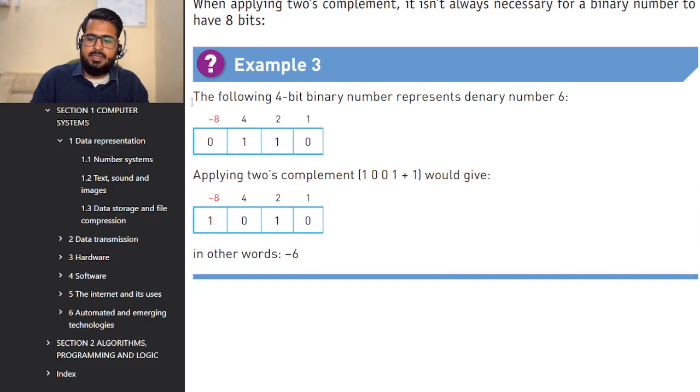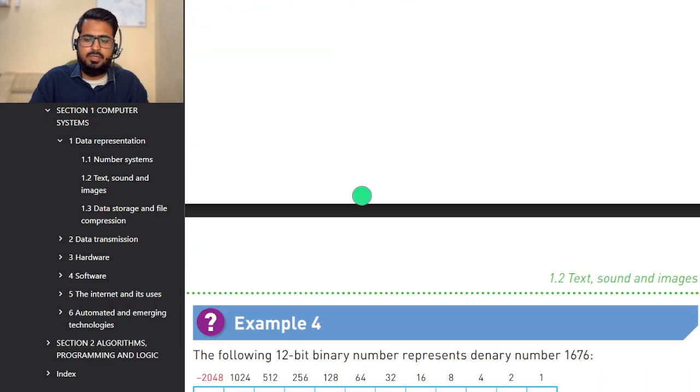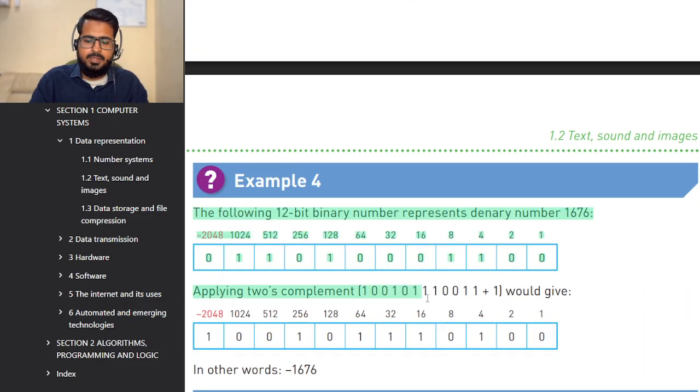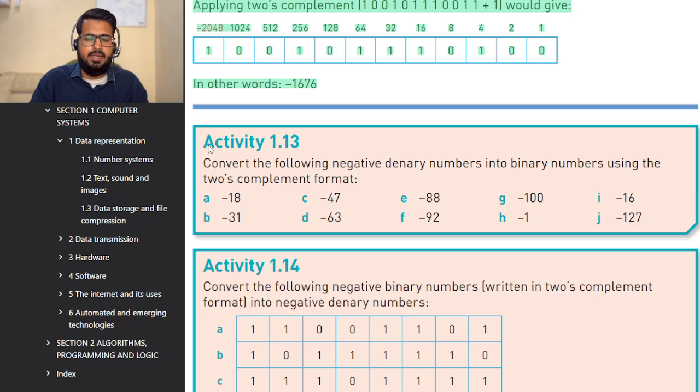That was it. In example 3, your book gives you 4-bit calculations, then 12-bit calculations, but following the same concept. And in the end, I'll encourage you to perform the activity sections.